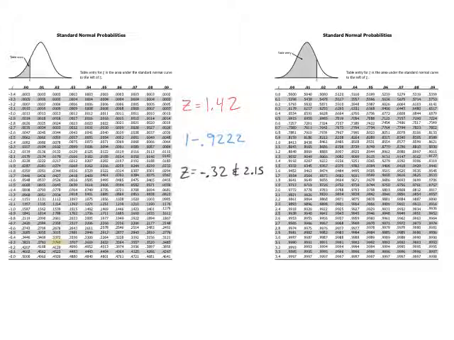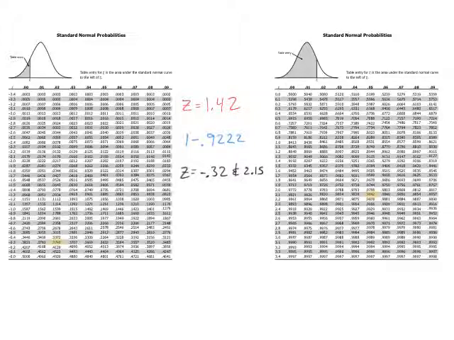And then I'm going to go find, what is the next one? 2.15, so 2.1, and we go over until we find the 5, which is right there. So let me highlight that. 2.15 looks like right there. And those are my two edges.